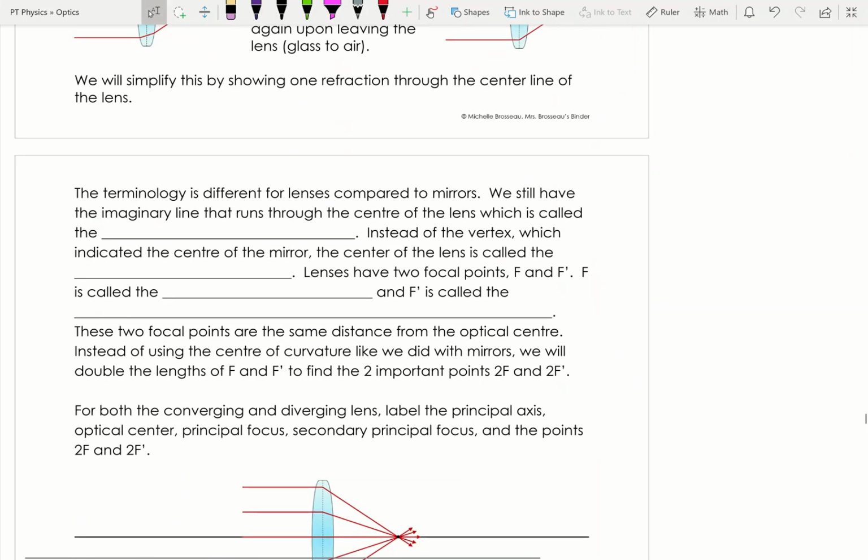So our terminology when we're talking about lenses is slightly different than mirrors. We still have the imaginary line that runs through the center of the lens called the principal axis. Instead of a vertex, which is the center of the mirror, the center of the lens is called the optical center.